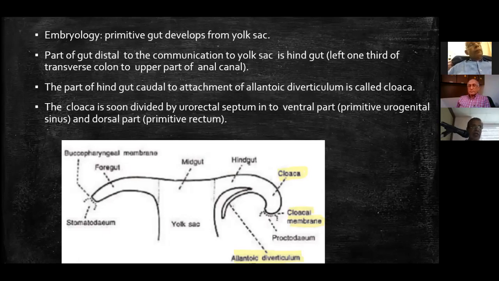And the hindgut, towards its caudalmost part, forms the cloaca. And the cloaca divides into the urogenital sinus anteriorly and the primitive rectum posteriorly. So if you know this embryology, the examiner will understand that you know everything in relation to this topic.